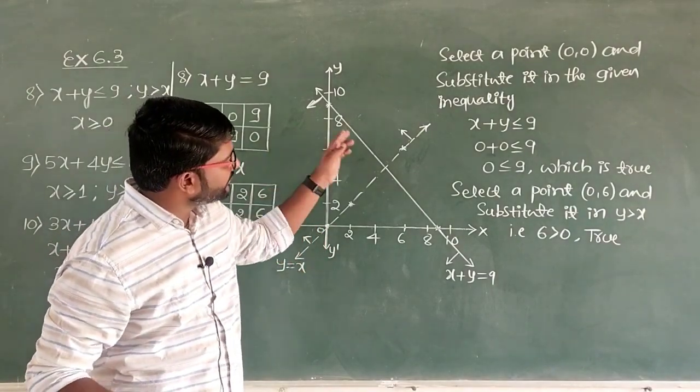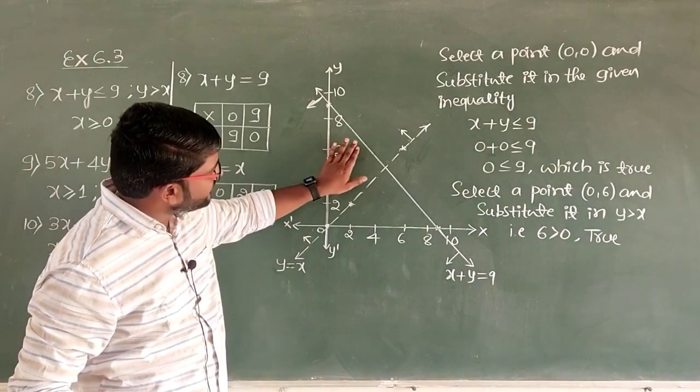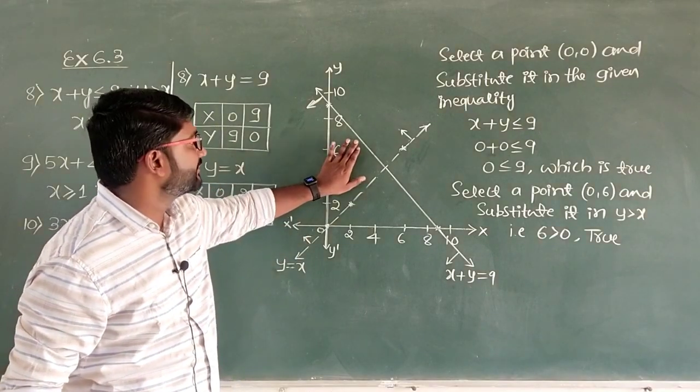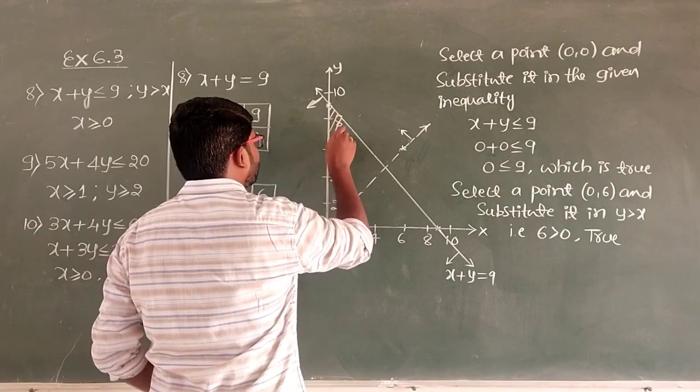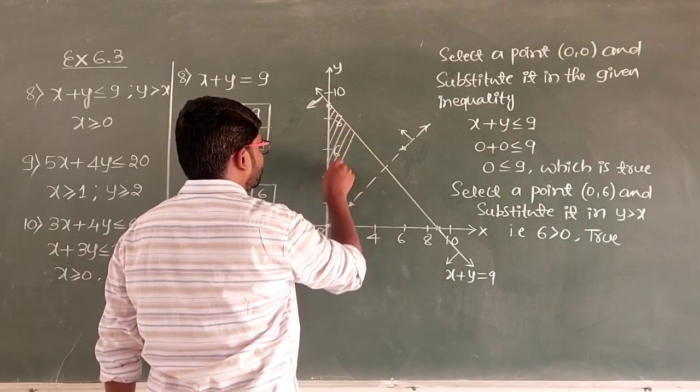That means for both the lines the common region is going to be this portion. So this is going to be the solution region. The common shaded region is going to be the solution region.